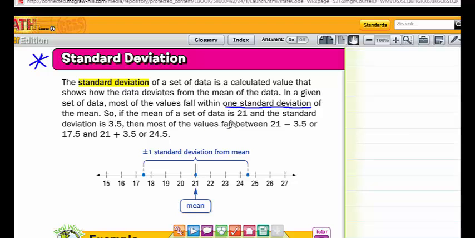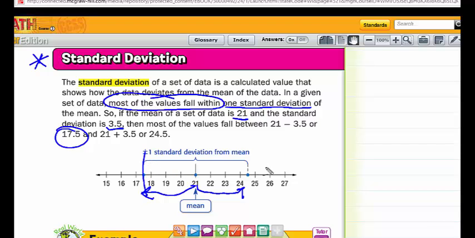So if the mean of a set of data is 21 and the standard deviation is 3.5, then most of the values fall between 21 minus 3.5. In other words, it would be 3.5 to the left of the mean of 21, or 17.5, and 21 plus 3.5, or 24.5. So in other words, we add 3.5 this way from 21, we get 24.5, and we subtract it this way, we get 17.5. So in other words, we could say that most of the values fall between 17.5 and 24.5. Most of the data, more than half of the data, is going to fall in that spot.